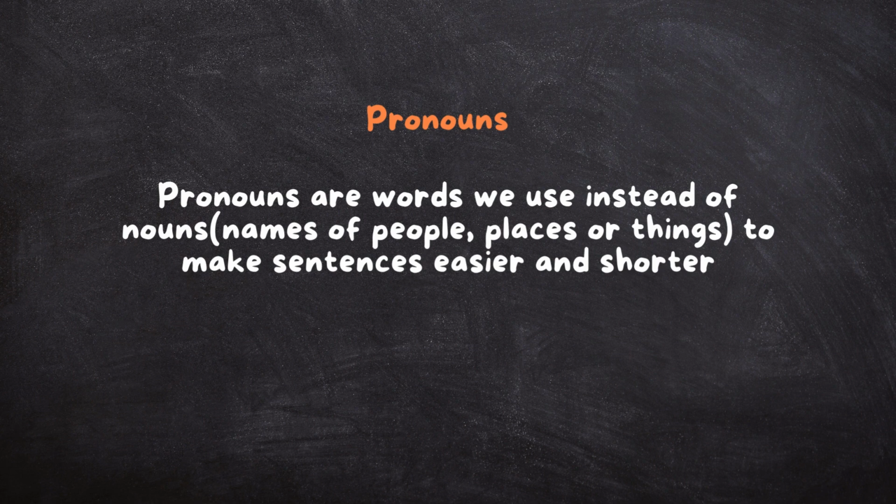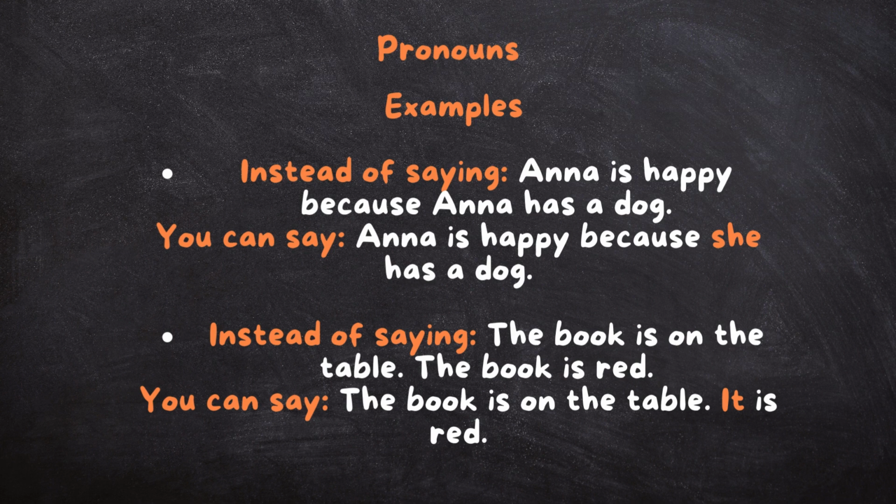Let's see some examples. Now, instead of saying Anna is happy because Anna has a dog, we can say Anna is happy because she has a dog. In this example, we replace the repetition of Anna, which is the name of the person we're talking of, with the pronoun she to make the sentence easier and shorter for both the person speaking it and the person listening to it.